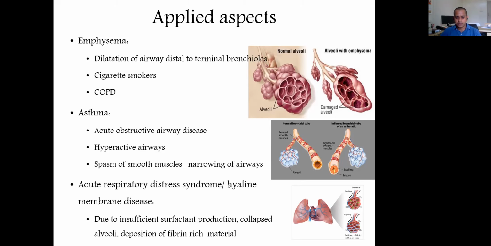Acute respiratory distress syndrome, or hyaline membrane disease: due to insufficient surfactant production, the alveoli collapse. They are filled with fibrin-rich material, and because of this it becomes hard for them to dilate. So these are the abnormal aspects concerned with the respiratory system.